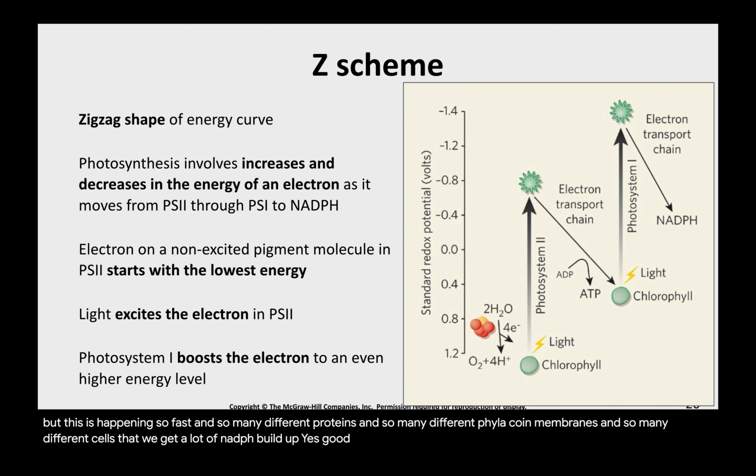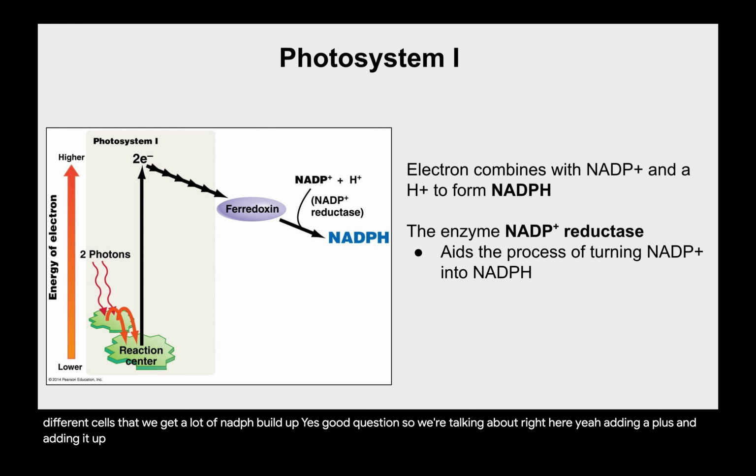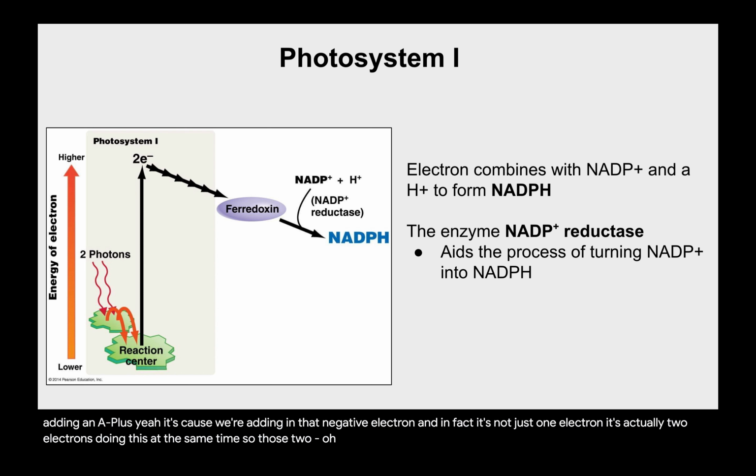Yes, good question. So we're talking about right here? Yeah, adding a plus and adding in a plus. Yeah, it's because we're adding in that negative electron. And in fact, it's not just one electron, it's actually 2 electrons doing this at the same time. So those 2 negative electrons will cancel out the positive charges. Yeah, good question.